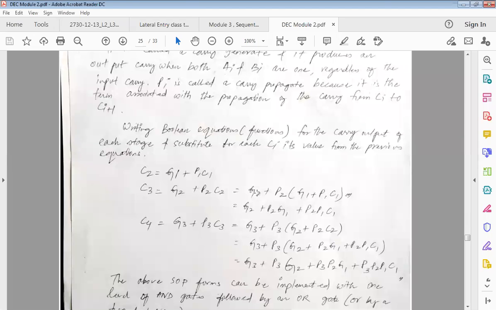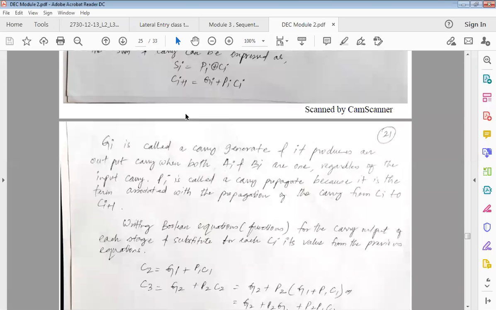Now, if we have to write the equation, since we have the I value, we actually put I is equal to 1. If I put I is equal to 1, it will be S1, and here 1 plus 1 becomes 2, so it is generating C2. So here G1, because I is equal to 1, and P1 C1, right? So C2 is equal to G1 plus P1 C1.